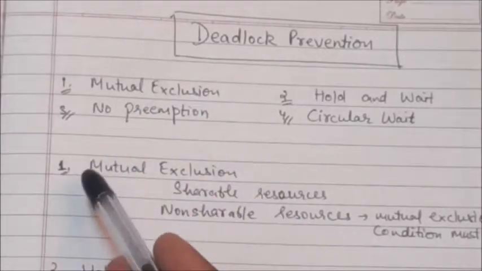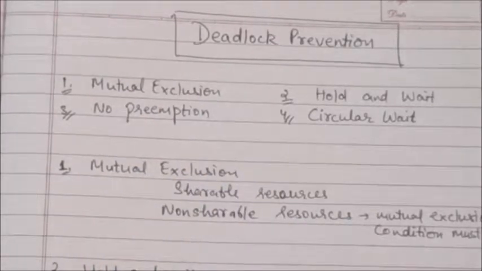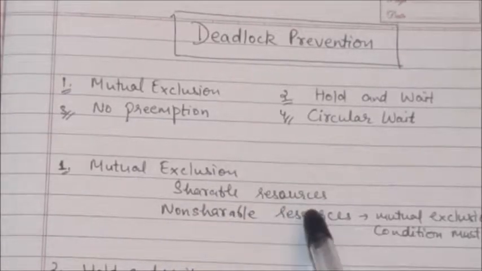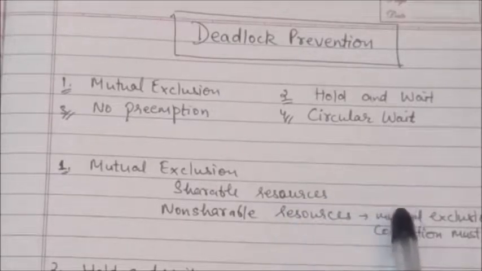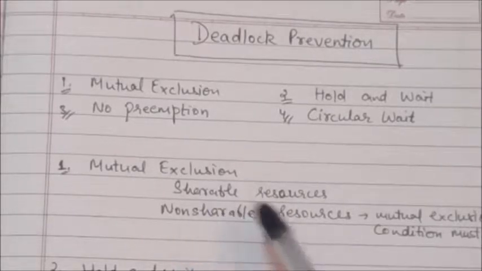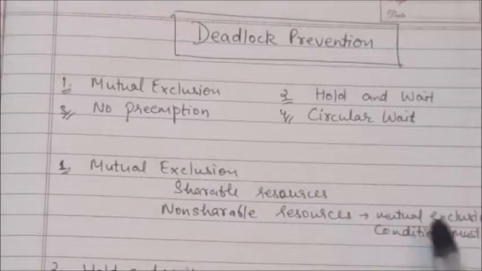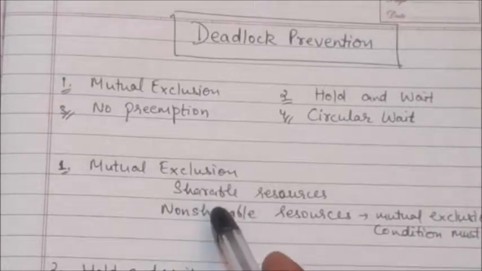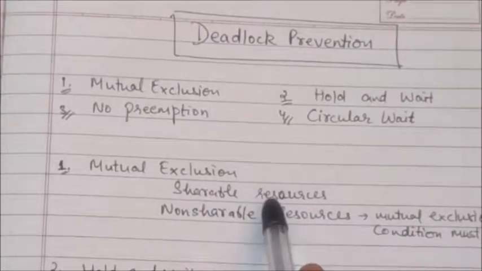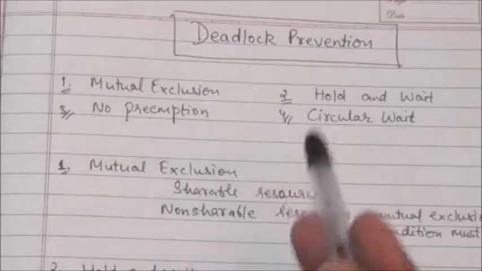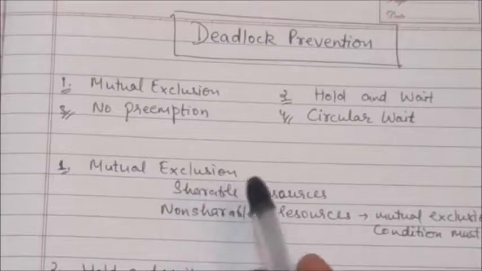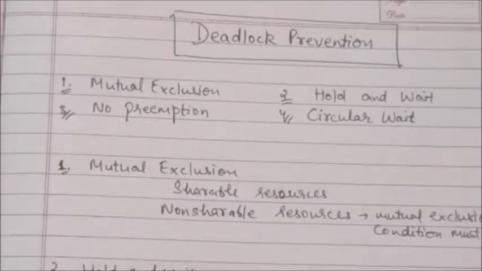Now the first condition is mutual exclusion. There are some resources which are non-shareable. Non-shareable resources must be accessed mutually exclusively, so for non-shareable resources the mutual exclusion condition must hold. Whereas there are some resources which are shareable. For shareable resources, there is no requirement of mutually exclusive access, and these shareable resources cannot be involved in deadlock.